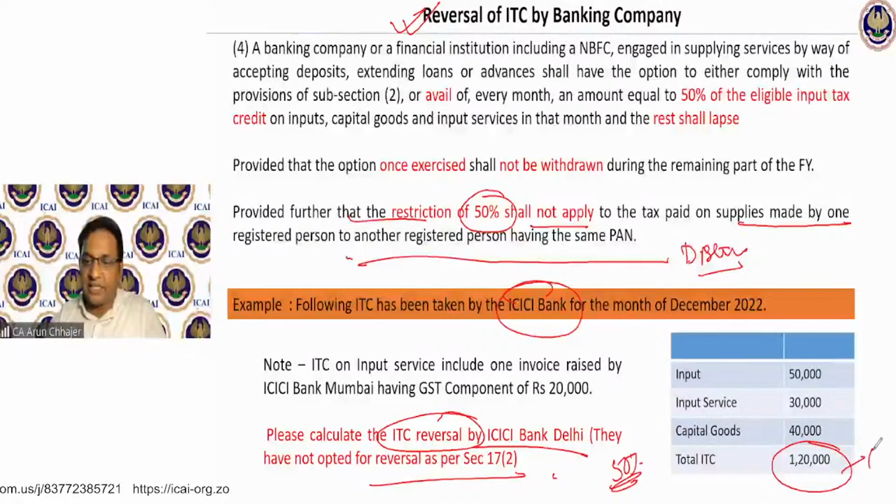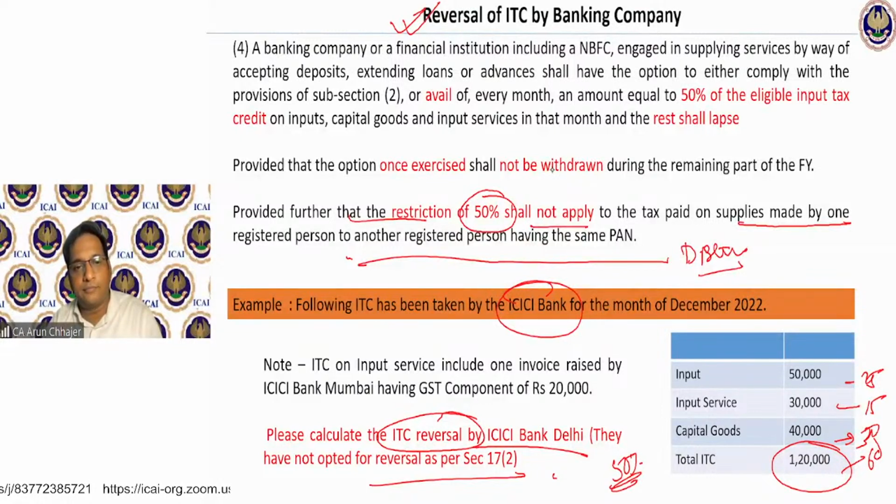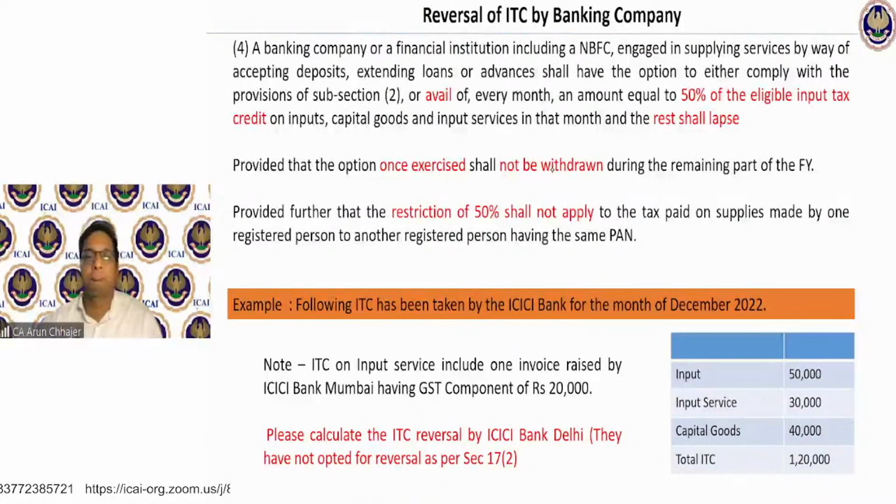Will it be 60,000? Will it be 25,000? Will it be 15,000? Will it be 20,000? How much ITC do they need to reverse? So ideally, 50% of 1,20,000, 60,000? No. Then how much ITC do they need to reverse?